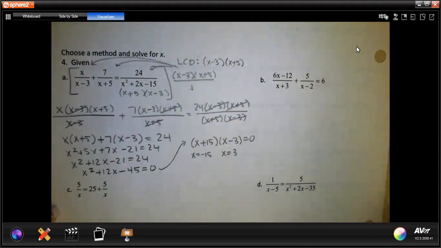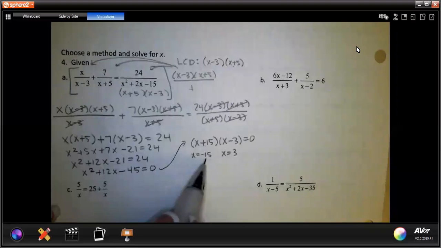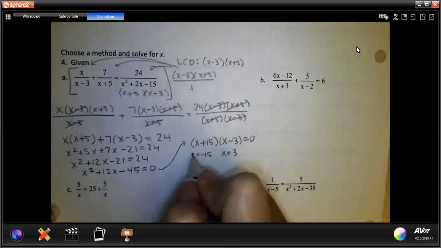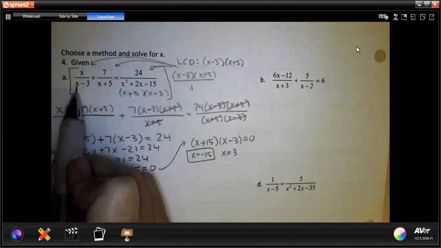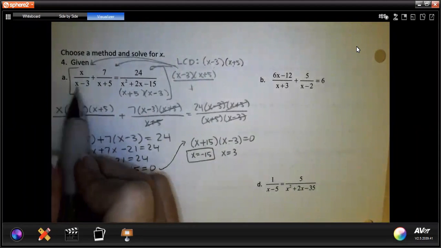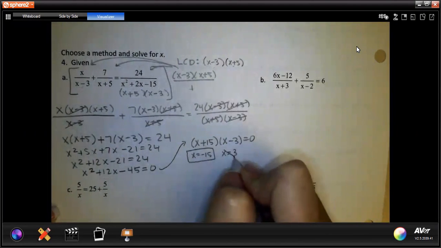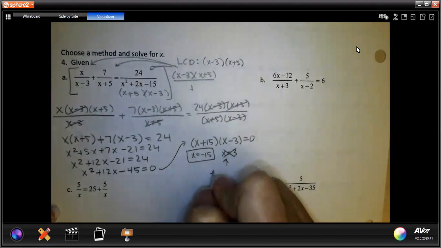Now, you want to remember those restrictions. Negative 15 does not make these 0, so that works. That is one of my solutions. The positive 3 would make this 0, which would make this entire thing undefined. So this is an extraneous solution. You would not want to include that in your answer choices.